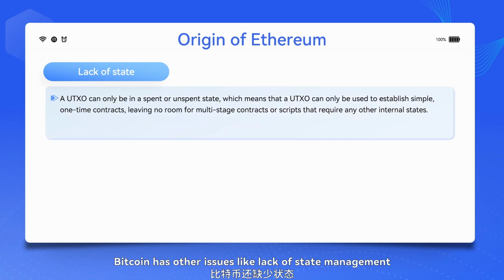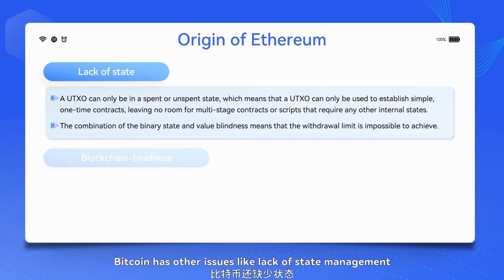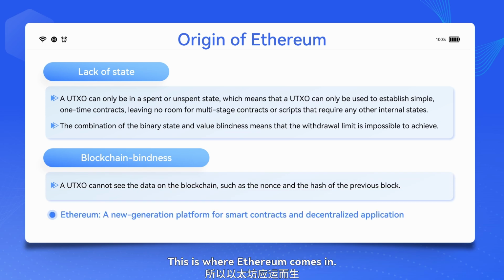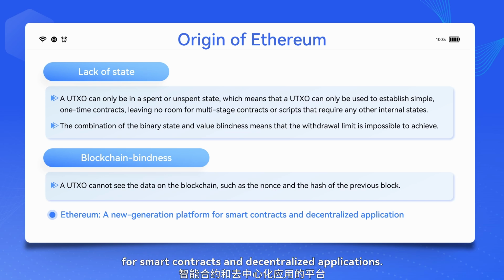Additionally, Bitcoin has other issues like lack of state management and blockchain blindness. This is where Ethereum comes in. Ethereum is a new generation platform for smart contracts and decentralized applications.